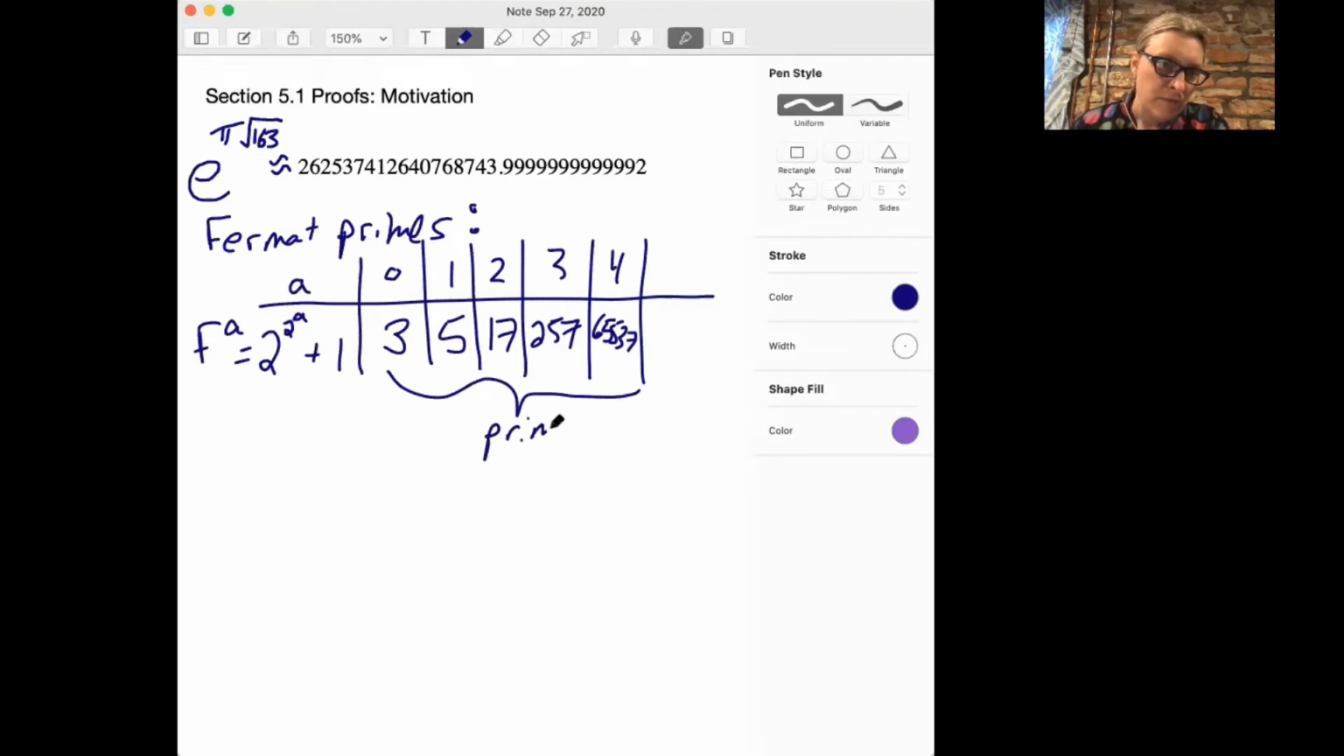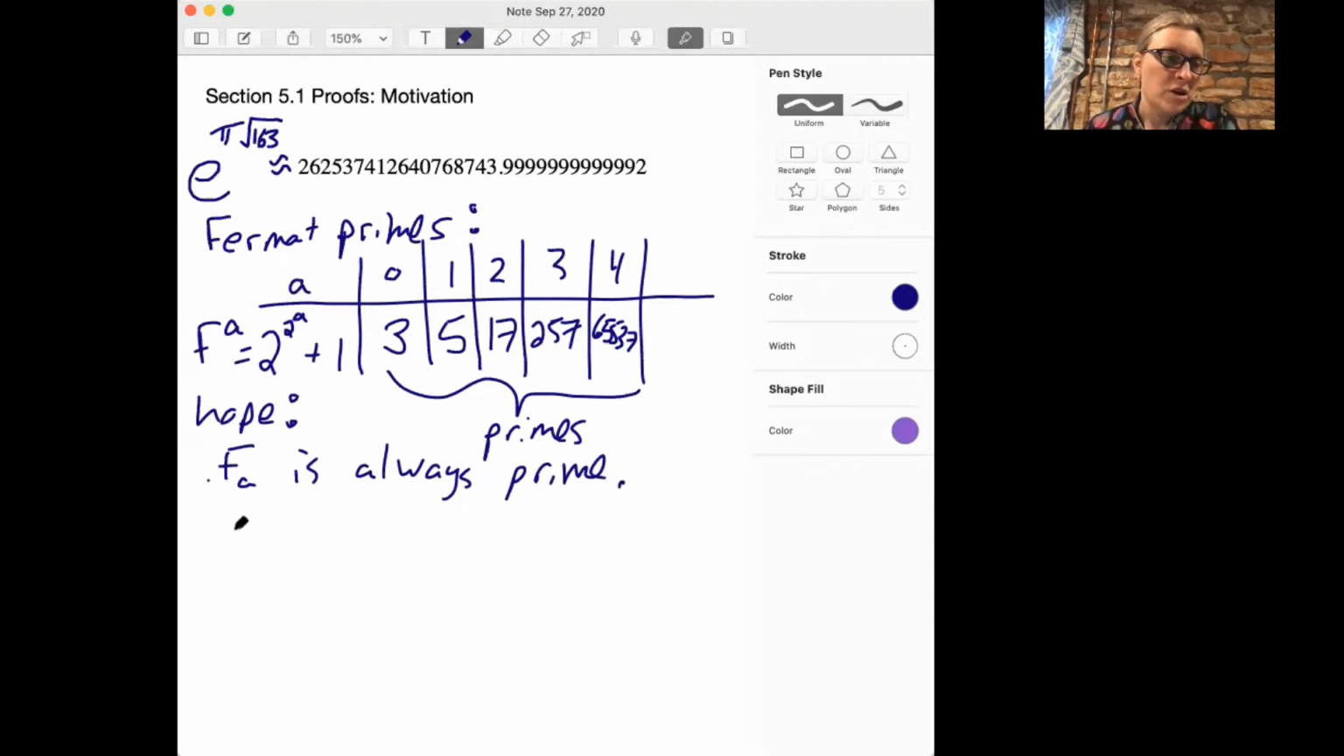And this was fascinating to him because people at that time were trying to find a formula to produce prime numbers. Of course, primes, except 2, are all odd, so this is a good place to start. And so he found that by looking at numbers of this form, he had produced prime numbers. So this is the hope, that F_a is always prime. But it turned out that was wrong.